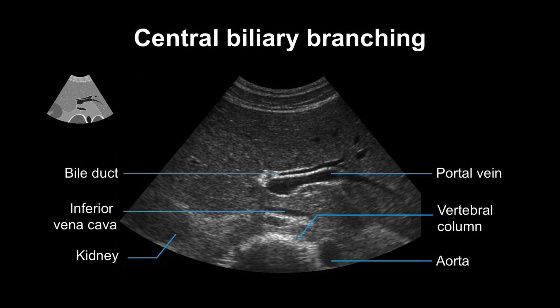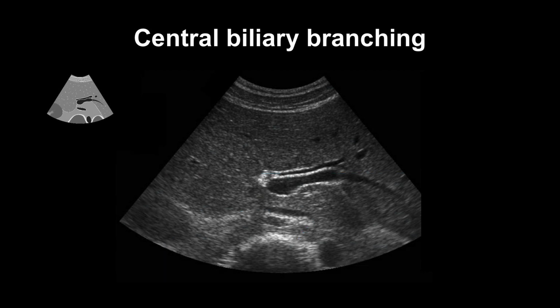This is what the central biliary branching looks like on a still ultrasound image. We see the echogenic connective tissue here. We see the bile duct riding on top of the portal vein branching. We see the little bit compressed inferior vena cava, the vertebral column, the aorta here, and the right kidney here. I'll give you a second to look at this.